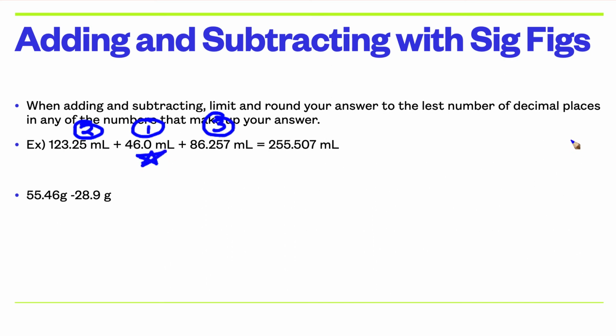So we have 255.507. Since our least amount of decimal values is 1, we should only have 1 in our answer. So that should make 255.507, our final answer, be 255.5 milliliters, 1 decimal value.